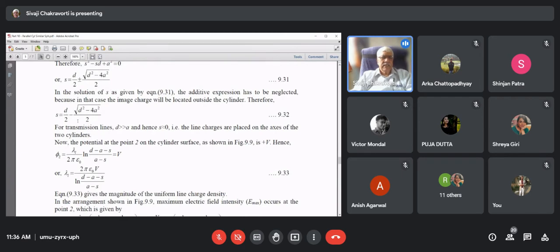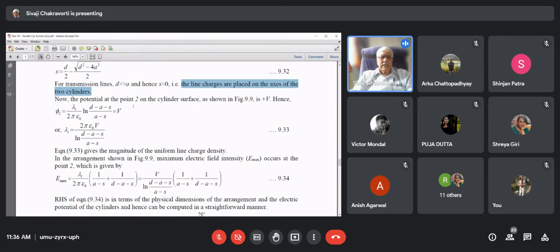And if you look at this very interestingly, if it is a transmission line, then the radius of the conductor is much smaller compared to the distance between the two conductors. So D is much greater than A, and then looking at this, you can see that this S becomes almost zero. And what does it practically signify? It signifies that the line charges can be considered to be placed on the axis of the two conductors. And that's exactly how we analyze the transmission line conductors.